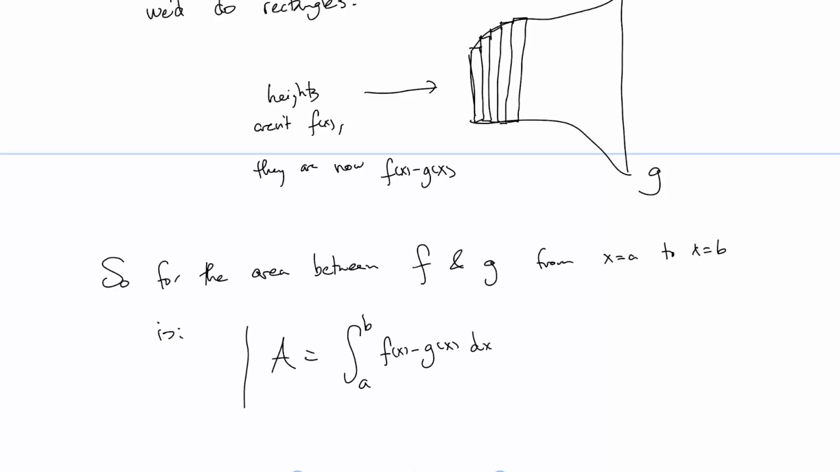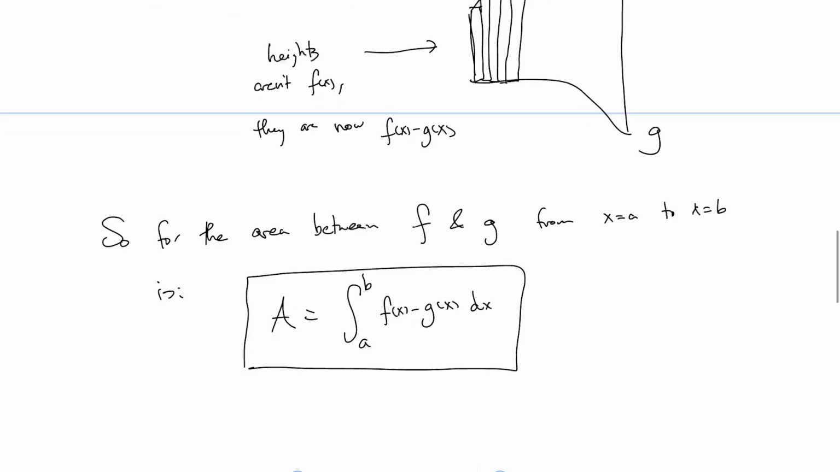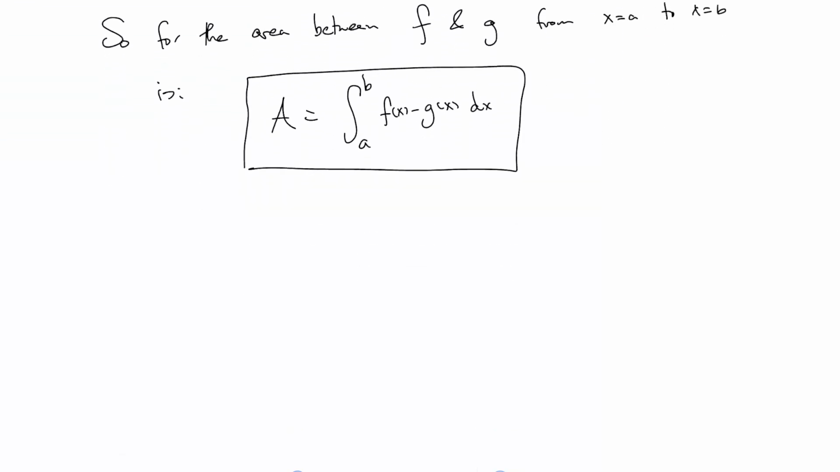Maybe I'll put this in a box. I'd say you should memorize this, but I mean, there's not much to it. You're not going to have to sit down and memorize. It's always f of x minus g of x. And maybe I should say specifically where f is the bigger one, g is the smaller one.